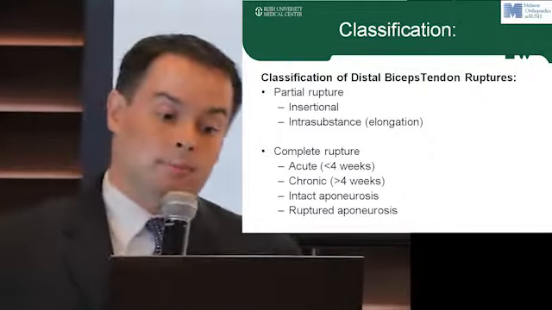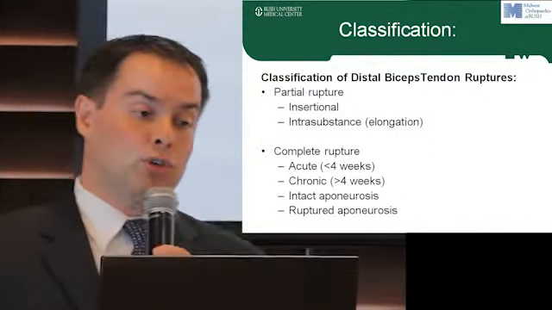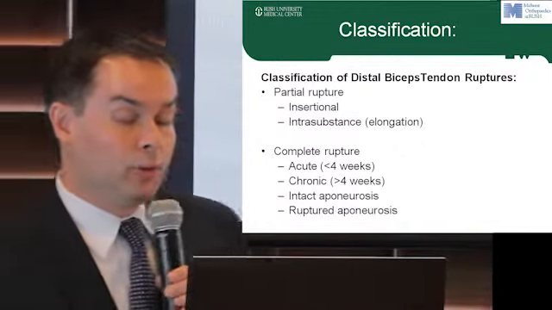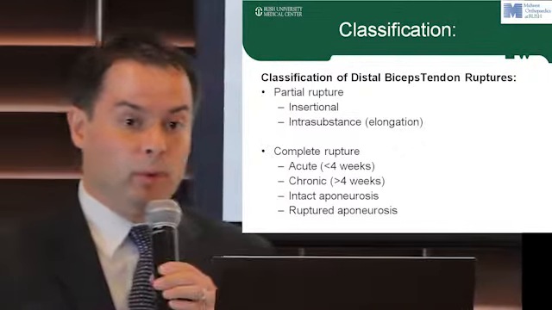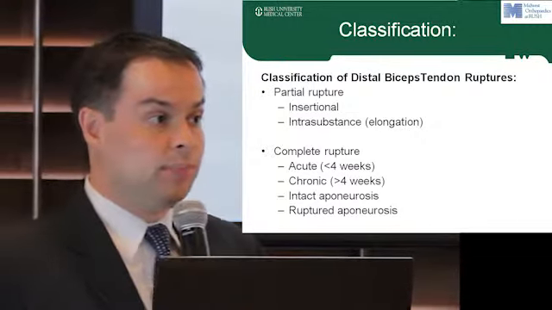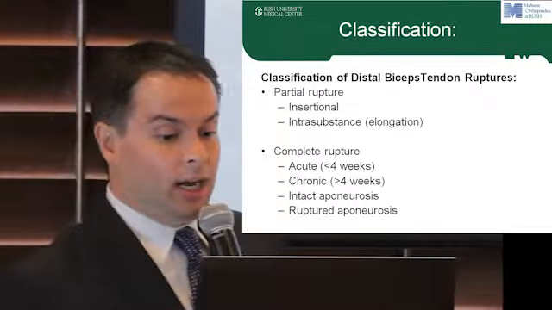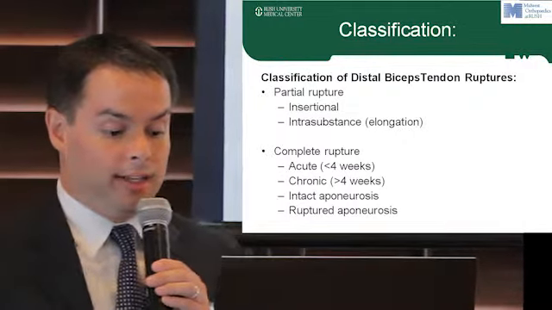Patients may present acutely or chronically. Anything greater than 4 weeks we consider to be chronic. And the role of the aponeurosis is actually quite important. The aponeurosis, which I'll show you in a later slide, is a fibrous sheath which comes across the proximal medial aspect of the cubital fossa.